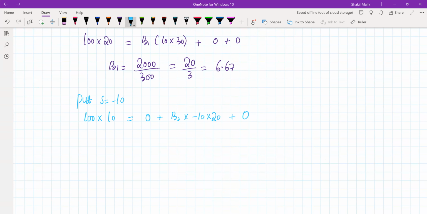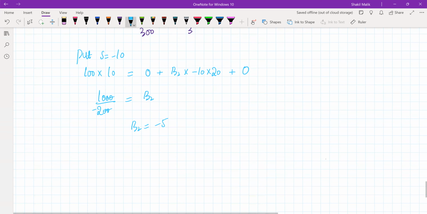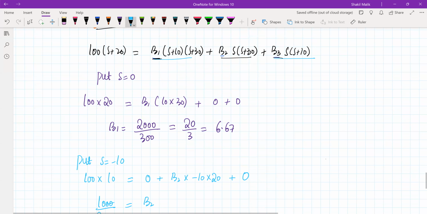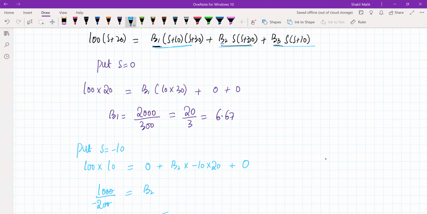So simplifying this, it will be 1000 divided by 200, that's equal to B2. So B2 is simply -5. And to get the value of B3, what we'll do, we'll make these two terms equal to 0. How do we do that? Put S equal to -30.